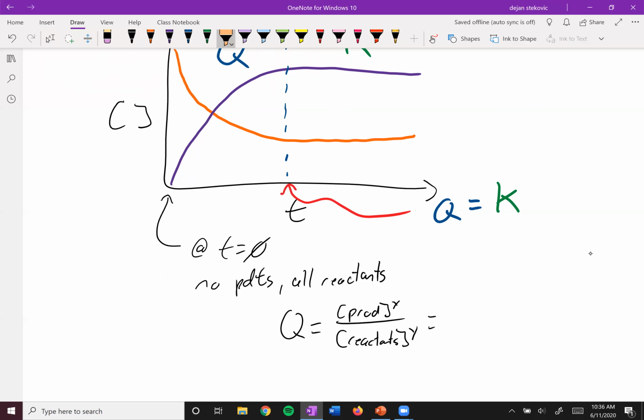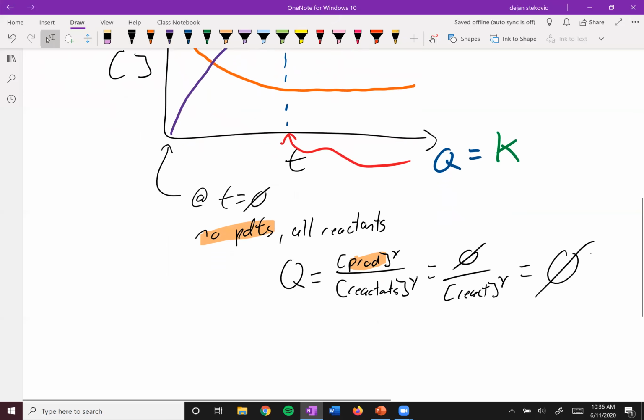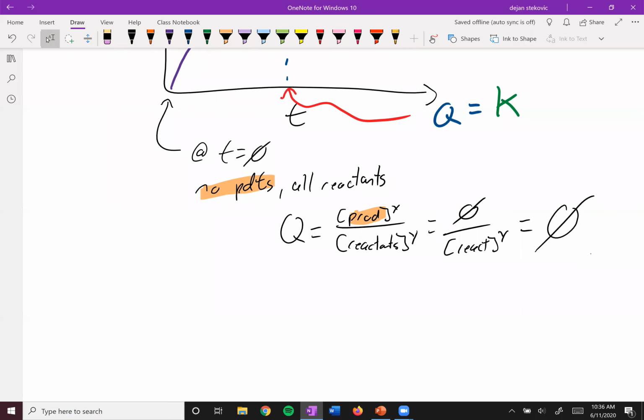So originally, we have no products, so that means that this is originally 0 over the concentrations of the reactants to whatever value, and 0 over any number is 0. So in general, your Q starts at 0 and then grows towards K, but this isn't always true. We'll see examples of when maybe we're going in the opposite direction, or we start off with some reactants in the beginning.